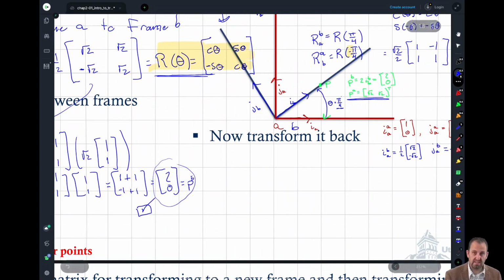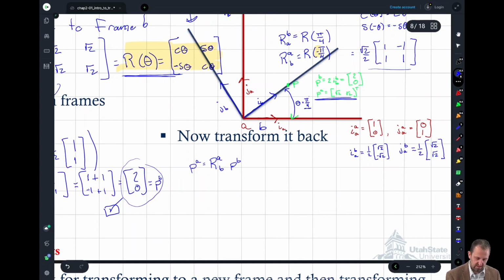Let's transform it back to the A frame, and hopefully this thing works out, right? So we just do that. PA will then be equal to our RBA times PB. Well, we know that this is our RBA, so this is equal to square root of 2 over 2 times [1, -1; 1, 1]. And then we have our [2, 0].